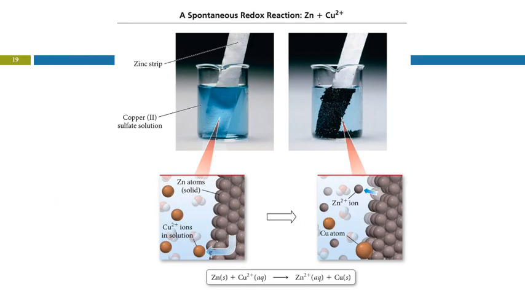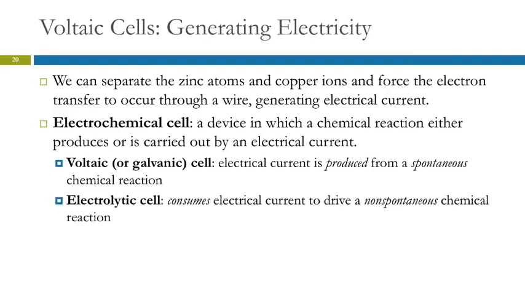If you try to do the opposite, if you take a piece of copper metal and put it in a zinc solution, nothing happens, because zinc more readily loses electrons than copper does. So copper's not going to give electrons to zinc, but zinc will give electrons to copper. So this one happens spontaneously.